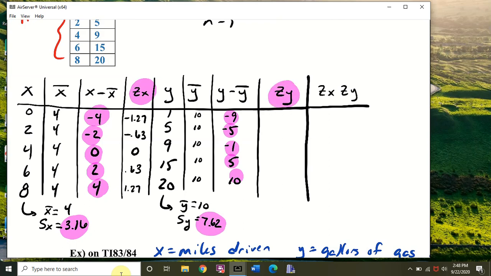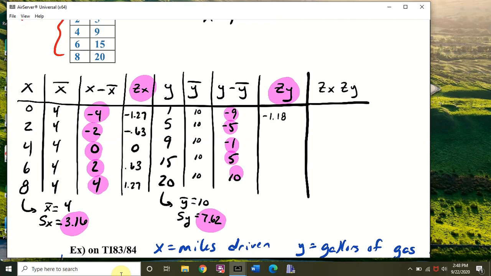So negative 9 over 7.62 is about negative 1.18. Negative 5 over 7.62 is about negative 0.66. Negative 1 divided by 7.62, negative 0.13. 5 over 7.62 is positive 0.66. And 10 over 7.62 is 1.31. And remember, what this means is that the number 20 in our data is 1.31 standard deviations above the mean. Okay, let's try not to forget what that stuff means.